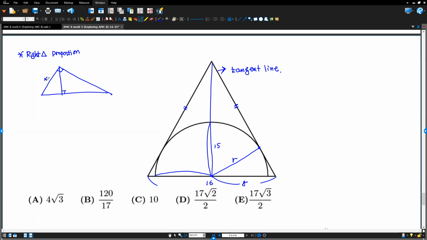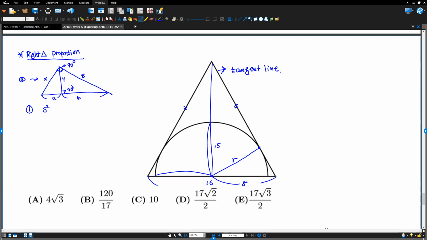But this length is X. This is Y. This is G. This length is A. The other length is B. There are 4 different formulas. The first formula is X squared. When you have a right triangle, this should be 90 degrees, and this also 90 degrees. This is the right triangle proportion.